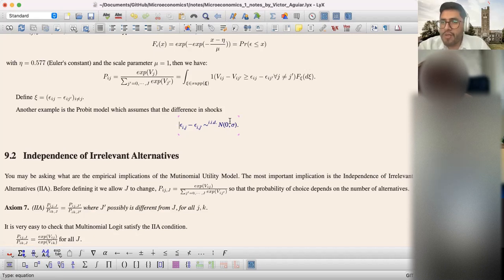But before going to this Probit and other models, in general, there is a whole industry of people replacing F with different specifications to capture different phenomena. We're going to study the implications of logit.